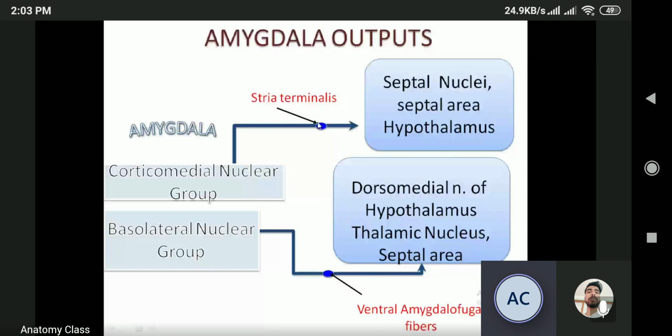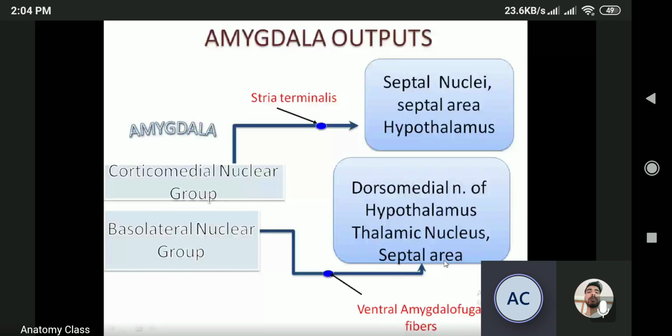Remember, the stria terminalis fibers are mainly amygdalofugal, that is, efferent fibers. The larger portion comprises efferent fibers, but a small portion constitutes afferent fibers to the amygdala, that is, amygdalopetal fibers, as well as amygdalofugal fibers within the stria terminalis. From the basolateral nuclear group, through the ventral amygdalofugal fibers, connections are sent to the dorsomedial nucleus of the hypothalamus, some of the thalamic nuclei, and the septal area of the paraterminal gyrus.